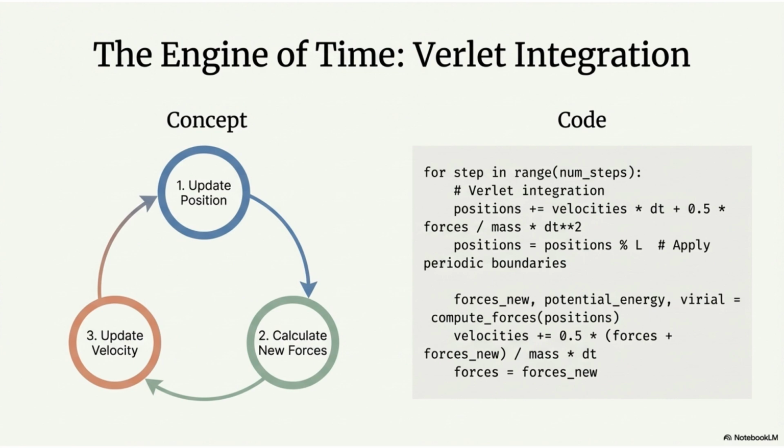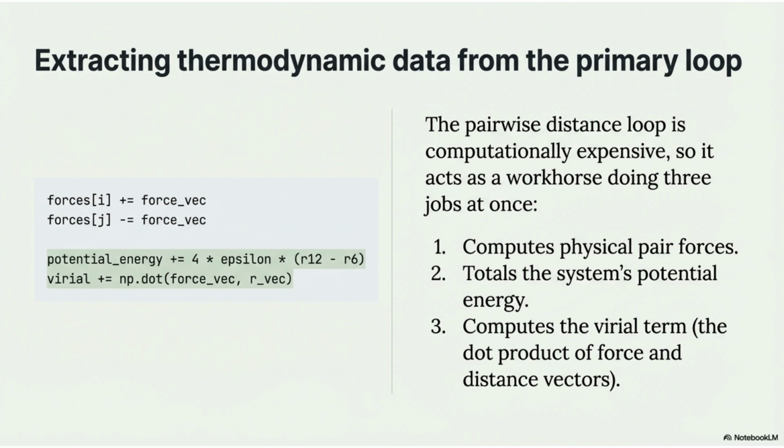The Verlet integration is the engine of time, involving a 3-step cycle: updating the position, calculating new forces, and updating the velocity. The code demonstrates how positions are updated, periodic boundaries are applied, and velocities are finalized using the forces. The computationally expensive pairwise distance loop performs 3 jobs at once: computing pair forces, totaling the system's potential energy, and computing the virial term, which involves the dot product of force and distance vectors.